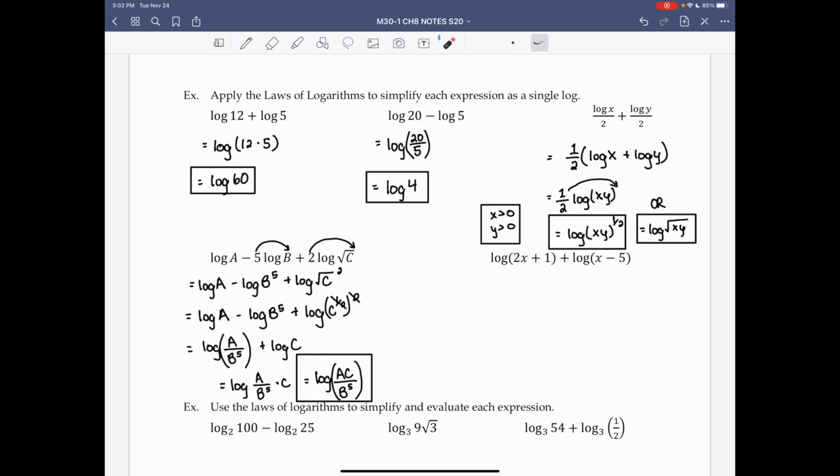For restrictions, since we have log a, log b, and log c, we would have that a, b, and c are all greater than 0. We also have the square root of c, so we still need c to be greater than or equal to 0 in that case, but it's going to be greater than 0. Then we have b as the denominator of a fraction, so b cannot equal 0, which it won't because b is greater than 0. So our restrictions are a, b, and c are greater than 0.